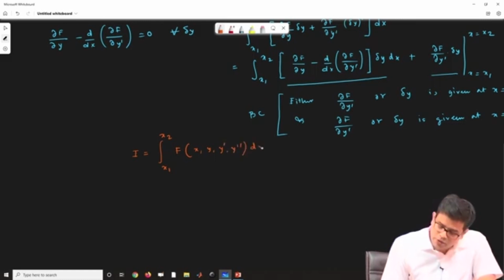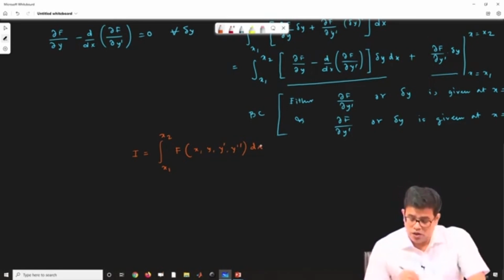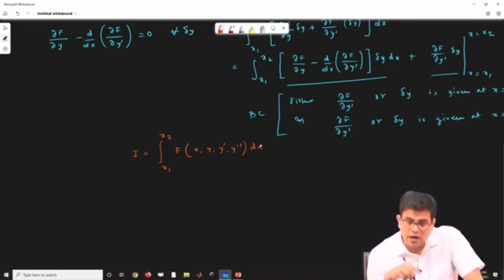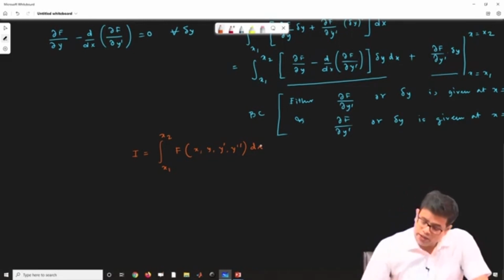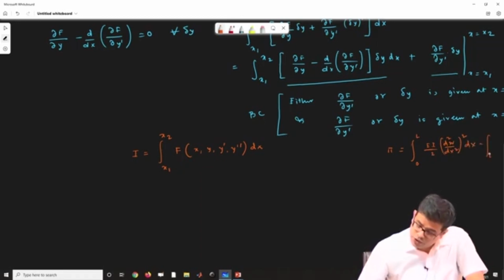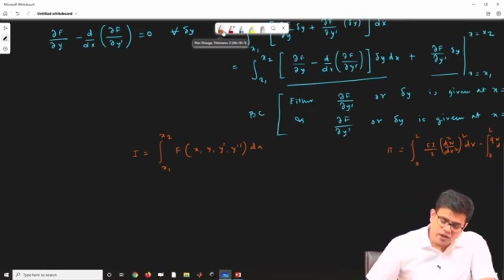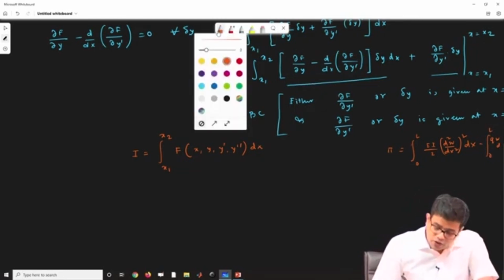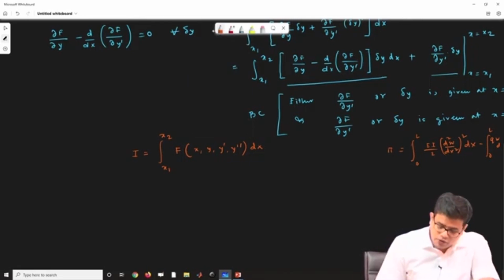So why am I just doing double prime? Because if you have seen my earlier class, we were discussing the beam problem. In the beam potential energy, we have that term, that is the integral from 0 to L of EI/2 times (d2w/dx2) squared. This is the curvature term, and then the integral from 0 to L of q w dx. So this term was there in the beam problem. That's why we need to find out what will be the Euler-Lagrange equation.